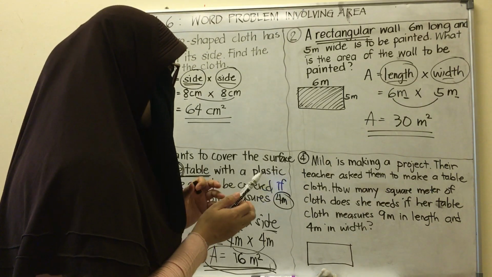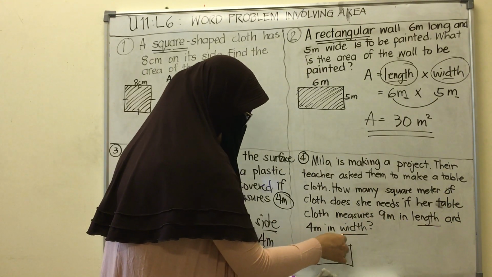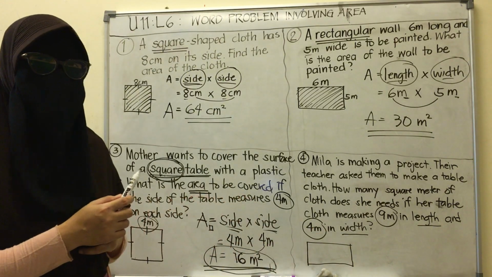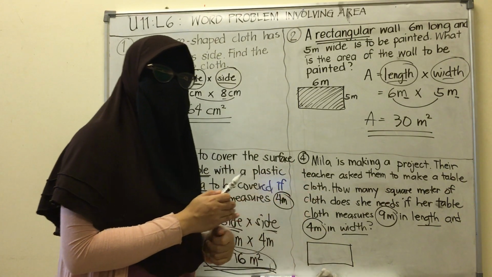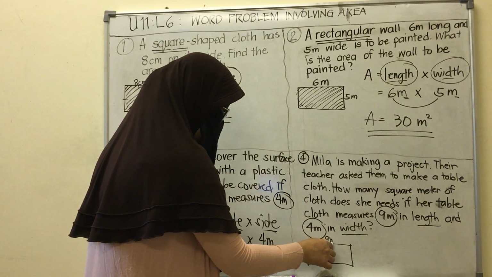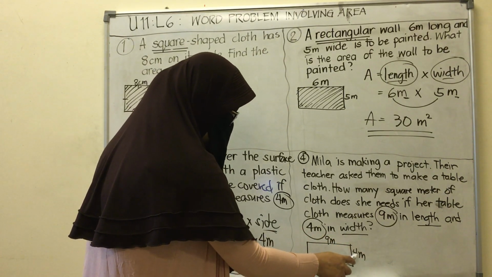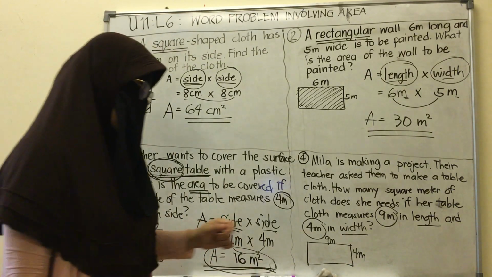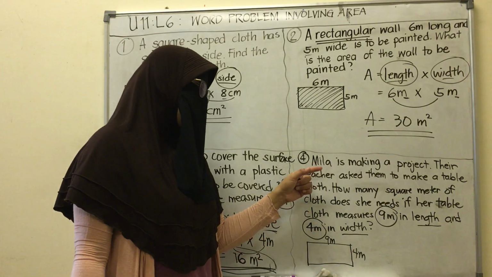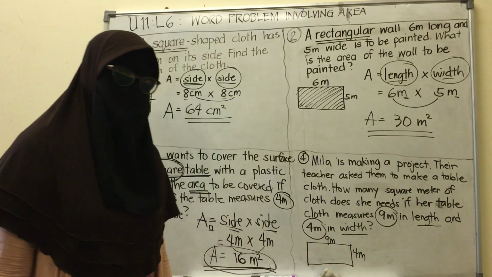So where is our clue? There is no word rectangle, but you will see there is the word length and the width. And you will see that the given dimensions are different. So it means that it is a rectangle. It is not a square. So let's write 9 meters in the length and 4 meters in the width. So this is the measurement of the tablecloth that Mila is going to make. 9 meters by 4 meters.